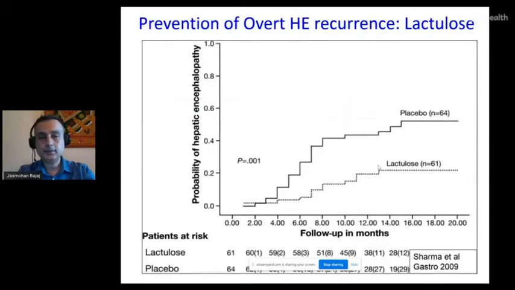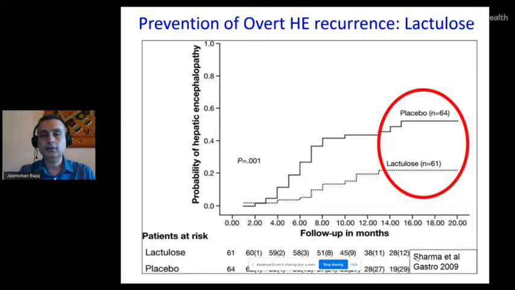This nice study done from India randomized patients into placebo or lactulose after the first episode of overt hepatic encephalopathy. And this is almost 11 years old now, but it has kind of stood the test of time. This is the probability of encephalopathy on the y-axis. On the x-axis is follow-up in months. And you can see, obviously, this is a randomized trial, but it was an open-label trial because it's very difficult to randomize placebo lactulose. So you have lactulose in 61 people, and 64 people got placebo. And you can see there was a clear-cut reduction with lactulose.